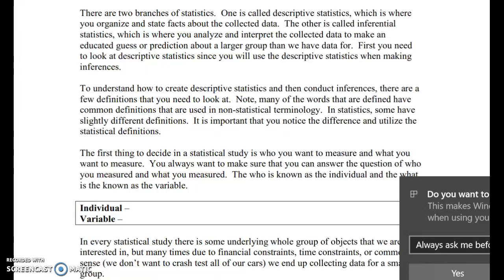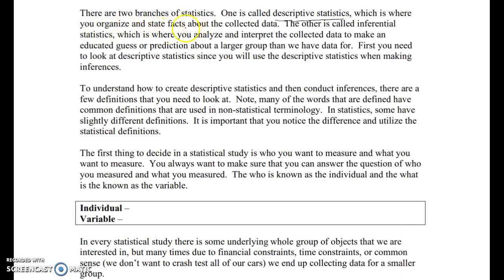So there are two branches of statistics. One is called descriptive statistics, which is where we just organize and state facts about the collected data. The other is called inferential statistics, which is where you analyze and interpret the collected data to make an educated guess or prediction about a larger group than we have data for.